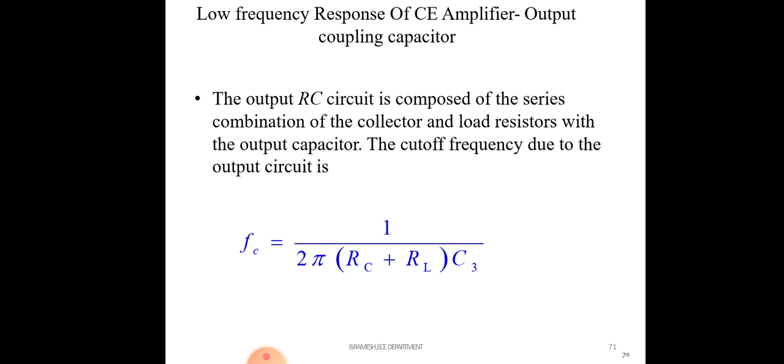The output RC circuit is composed of the series combination of the collector resistor and load resistor with the output capacitor. The cutoff frequency due to the output circuit is Fc = 1 by 2 pi times the resistance (Rc plus RL) times C3.